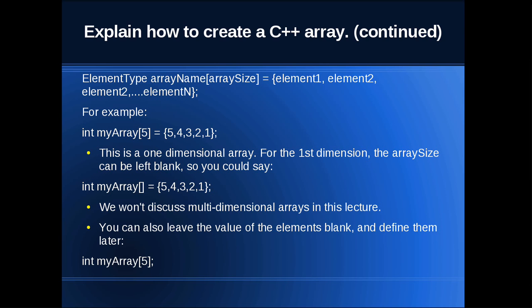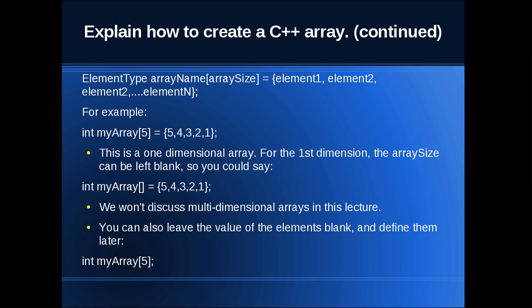And then you say it equals, and then in curly brackets, you would say element 1, 2, 3, however many elements there are, out to element n. For example, if I want to create an integer array with 5 elements, I would go int space my array bracket 5 close bracket equals curly brackets 5 comma 4 comma 3 comma 2 comma 1 close bracket, and then of course we end with our semicolon. This would be a one-dimensional array.